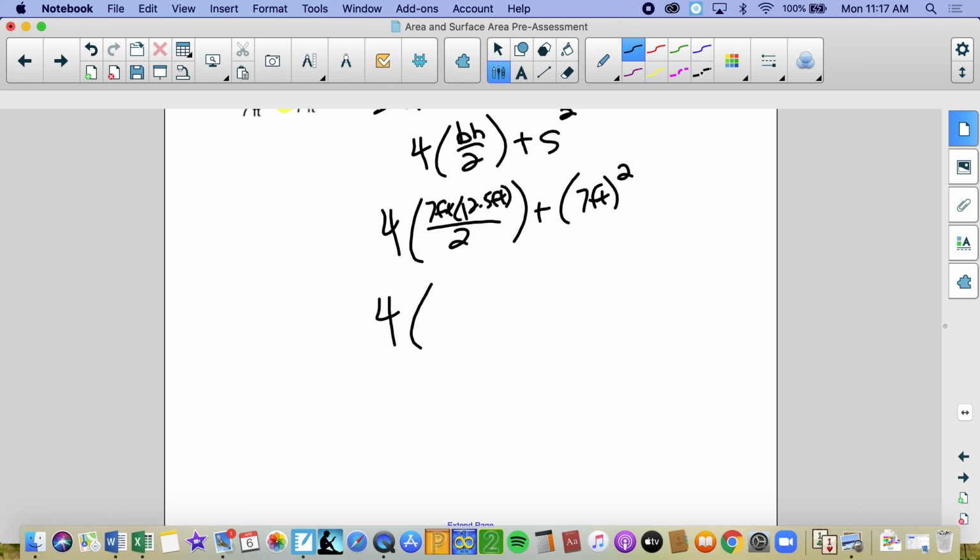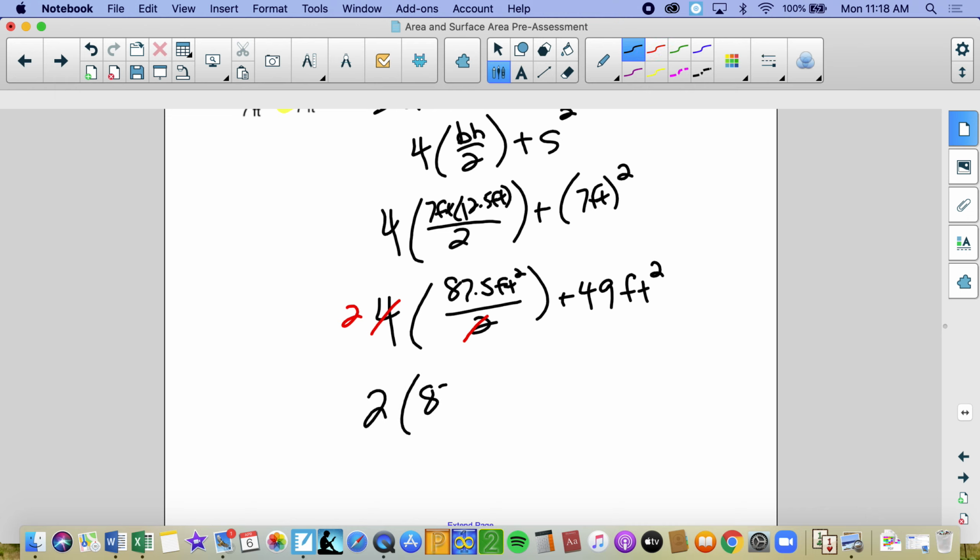4 times 7 feet times 12.5 feet is 87.5 feet squared divided by 2 plus 49 feet squared. That's 7 feet squared. Now let's do some quick math here. We can cross cancel the 4 in the numerator and the 2 in the denominator. So we get 2 times 87.5 feet squared plus 49 feet squared.